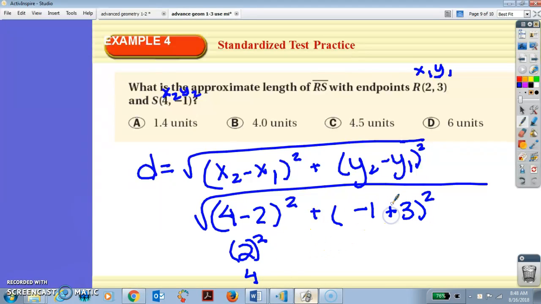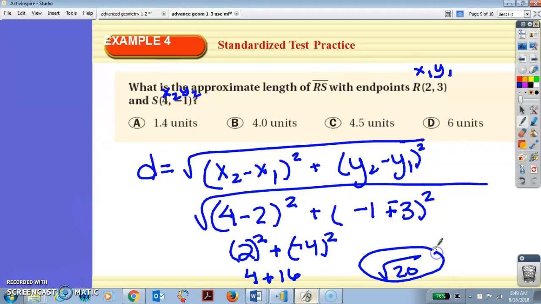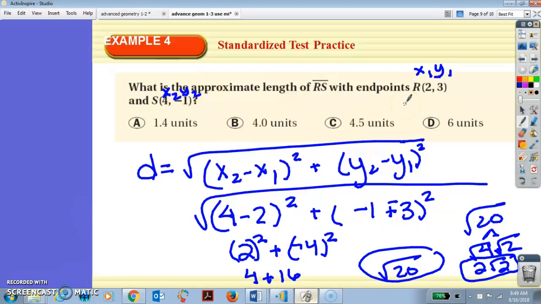-1 minus 3 is -1 plus -3, which is -4. -4 squared is 16. 16 plus 4 is 20. So the square root of 20 is your answer. In simplest radical form, a perfect square that goes into 20 is 4, so it's really 2 rad 5. We can get into reducing radicals in a little bit. If you take your calculator and do 20 square root, you're going to get 4.4721. So that is approximately 4.5.